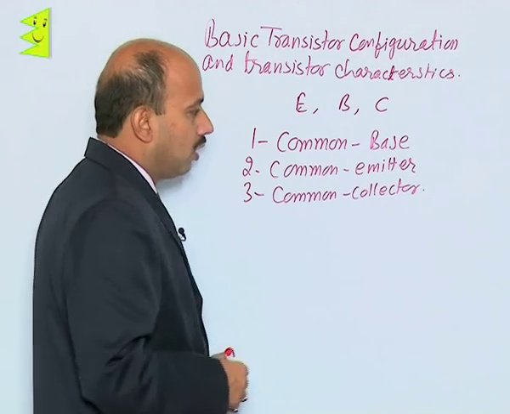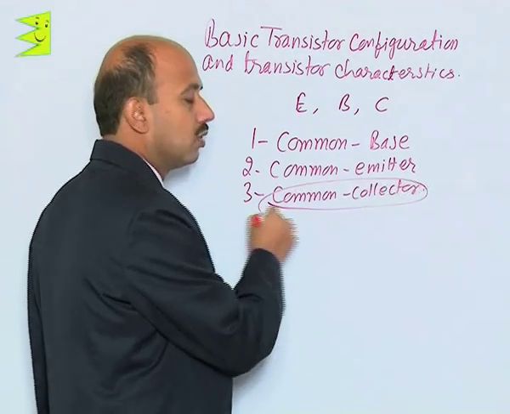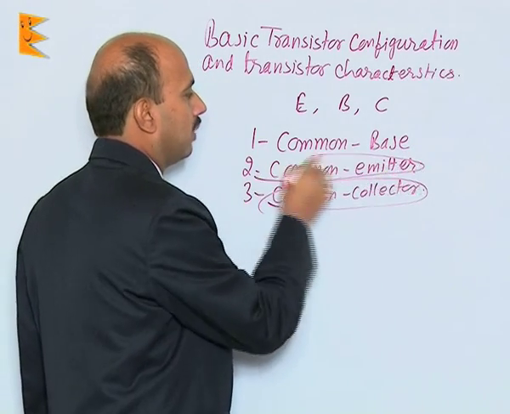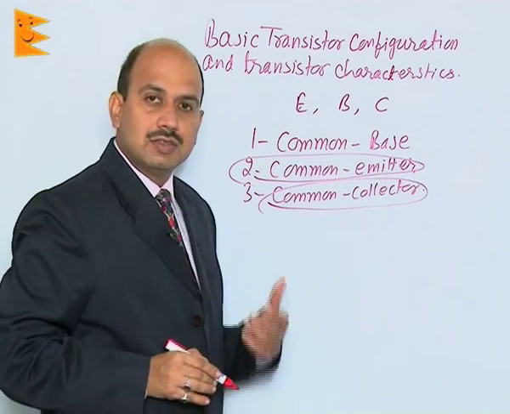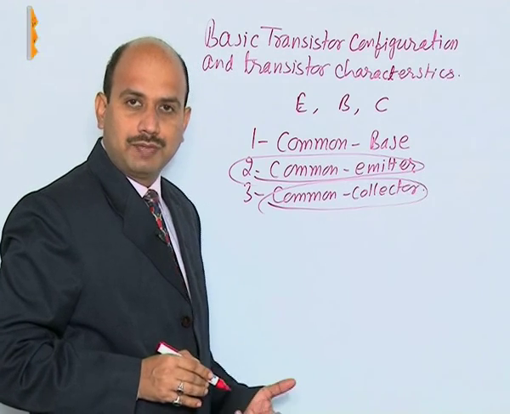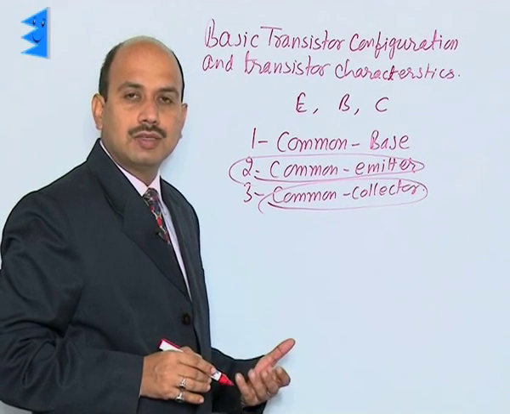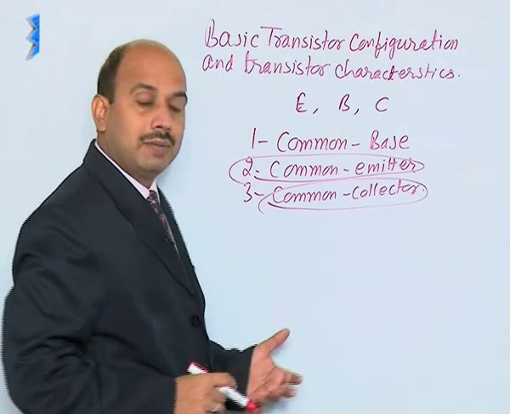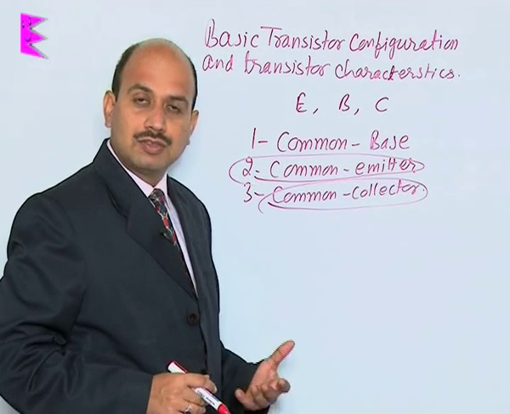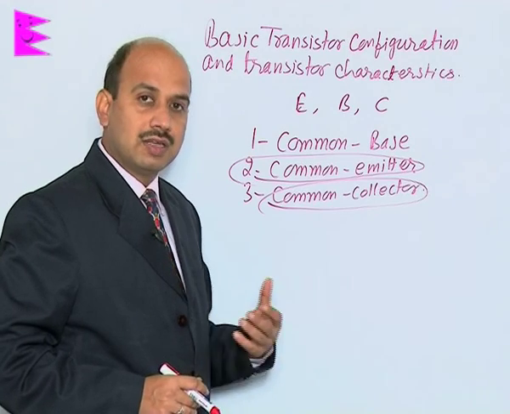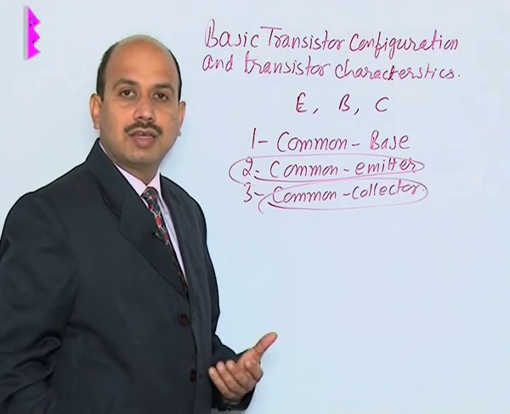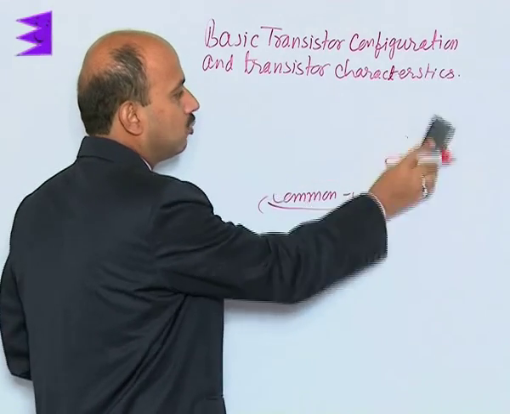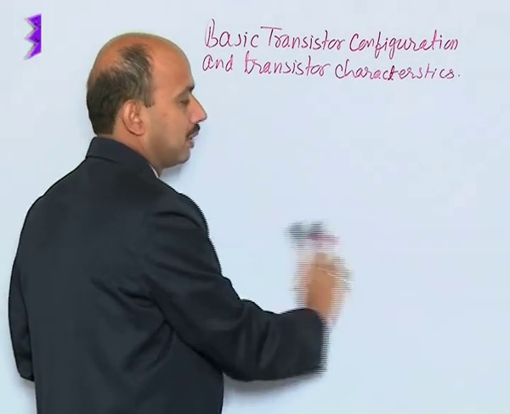But now see here, common collector is not used. The most widely used configuration is the common emitter configuration. So, in this chapter we will study only the common emitter configuration and the working of the transistor in it. We will be using the common emitter configuration further, like transistor as a switch, transistor as an oscillator and transistor as an amplifier. Now let us first see the characteristics of the transistor for the common emitter.